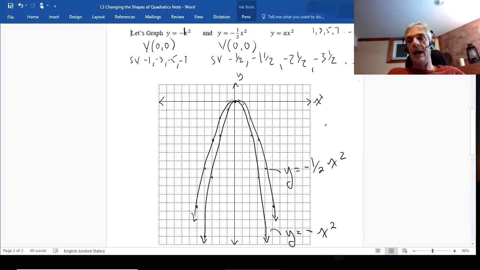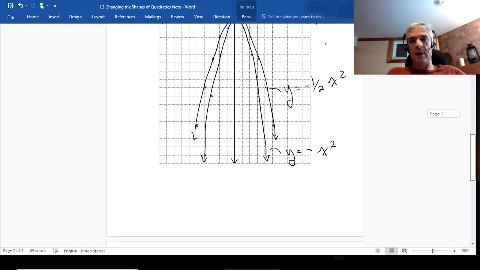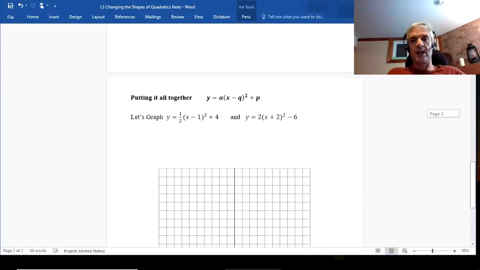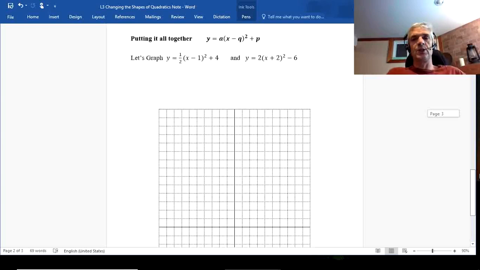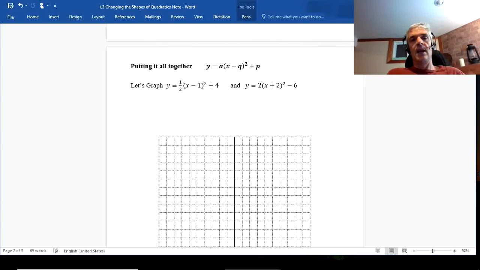We can do graphs like this together. So I have a couple of them on the next page. So let's go to these and see if we can do this, okay? So first thing I'm going to do is, before I even graph anything, I'm just going to state the vertex and the step values for each one, okay? Make life real easy.